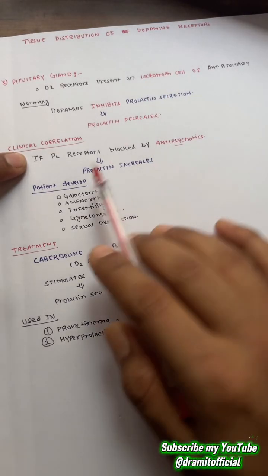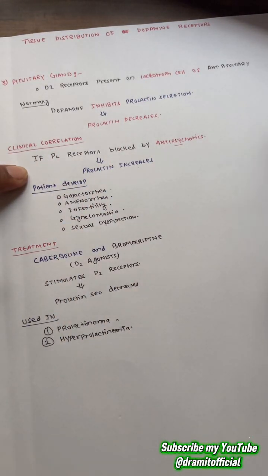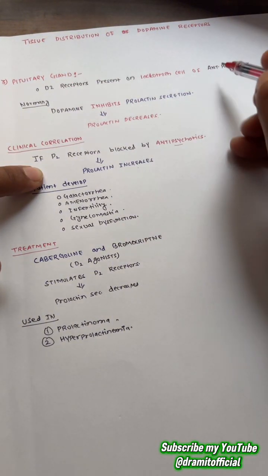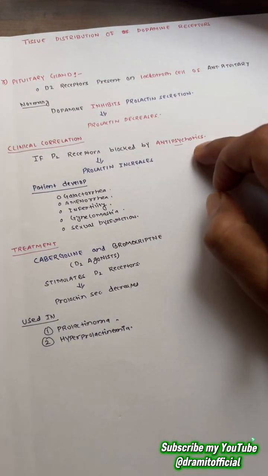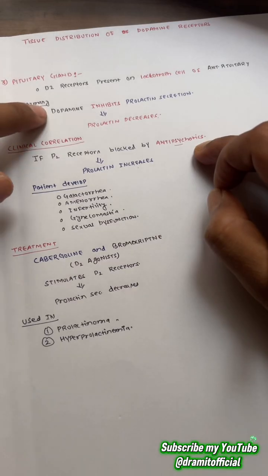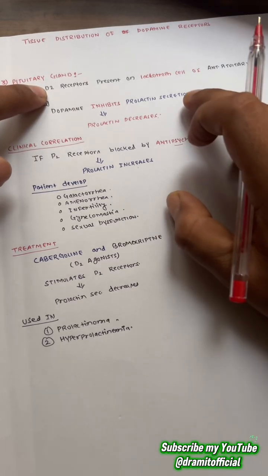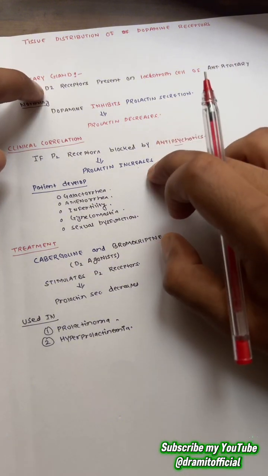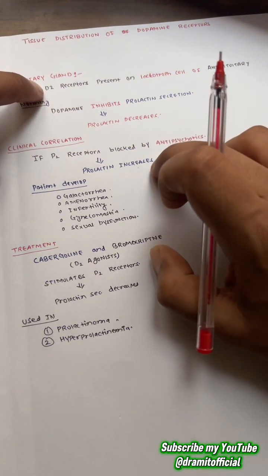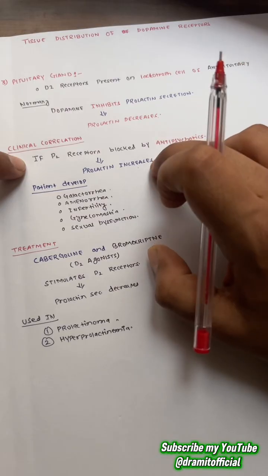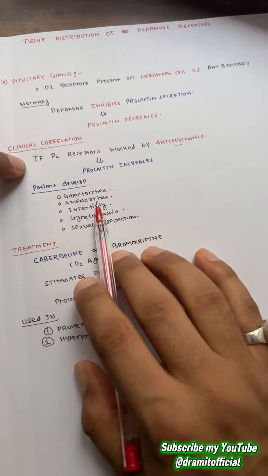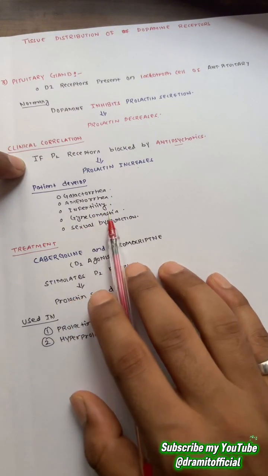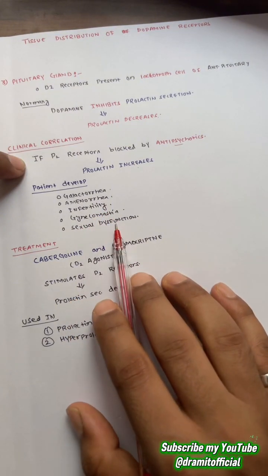So now let's see it clinically. Suppose the D2 receptors of the anterior pituitary get blocked by drugs like antipsychotics, then what will happen? Normally when these D2 receptors are activated, prolactin secretion decreases. But when these receptors get blocked, then prolactin secretion will increase. When prolactin secretion increases in the patient, there will be galactorrhea, amenorrhea, infertility, gynecomastia, and sexual dysfunction.